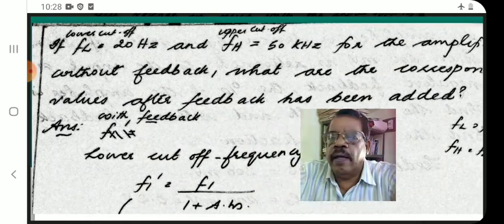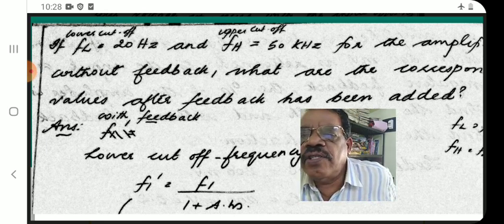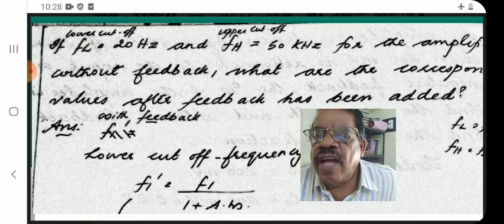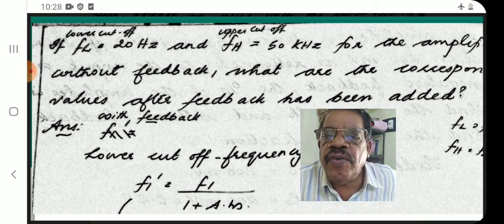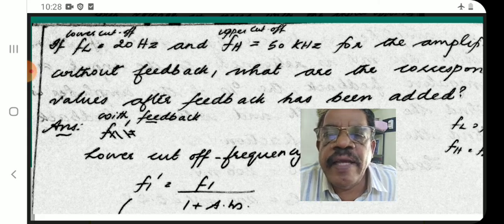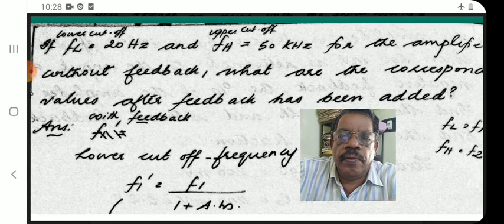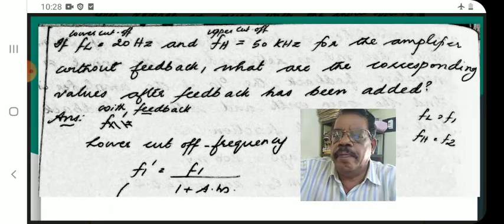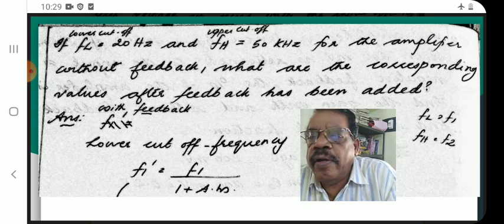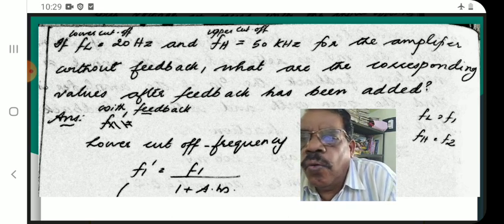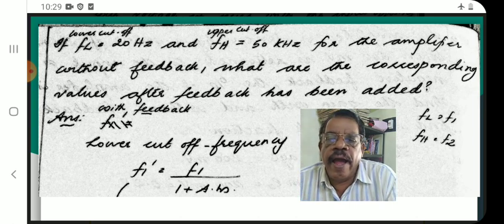If FL, that is the lower cutoff frequency, is 20 Hz and FH, the high frequency, is 50 kHz for the amplifier without feedback, what are the corresponding values after feedback has been added?